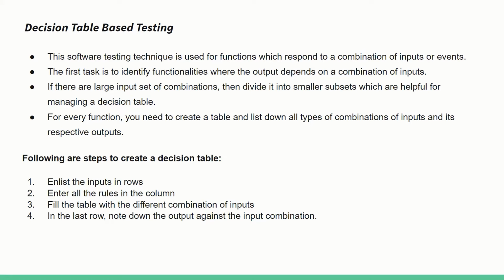But we have to take one decision table for one functionality. These are the steps to create a decision table. First, we have to list the inputs in rows and enter all the rules in the columns. We have to fill the table with the different combinations of inputs, and in the last row we can note down the output against the input combinations.